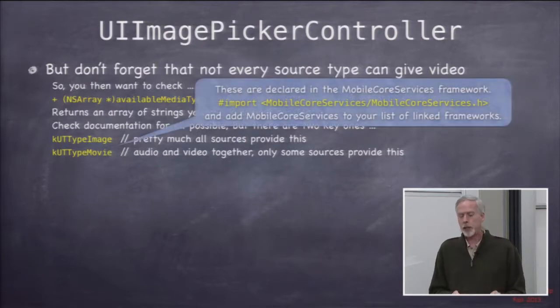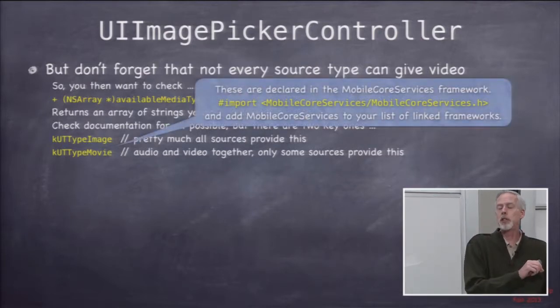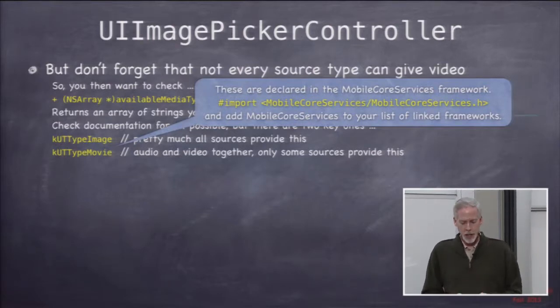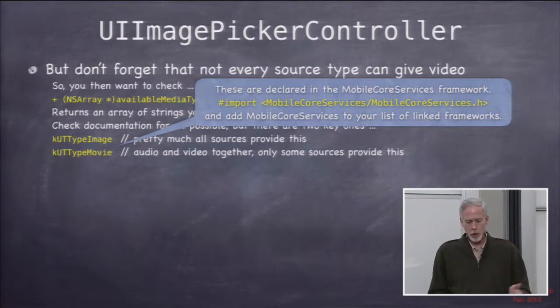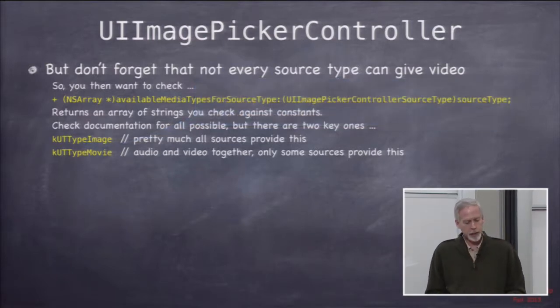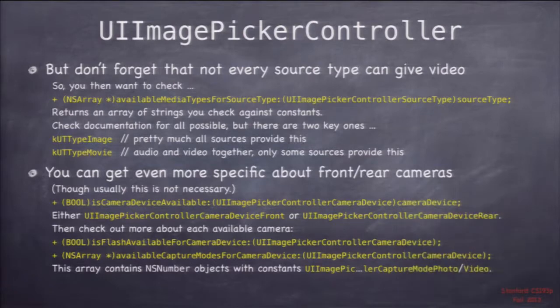Unfortunately, these two constants come from MobileCoreServices.h. They're not in Foundation or UIKit, so you have to explicitly import this. You've got to link in Mobile Core Services, but with the new mechanism in iOS 7, that should get linked in for you automatically. And unfortunately, those two things, kUTTypeImage and kUTTypeMovie, are not NSStrings. They're Core Foundation strings, so we'll talk about how we deal with that in our code in a couple slides here. You can also find out about front-facing versus rear-facing cameras, all kinds of details about what your hardware has. Just take a look at the documentation for UIImagePickerController, and you can find that all out.